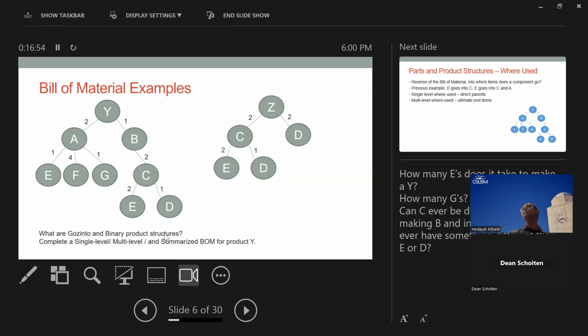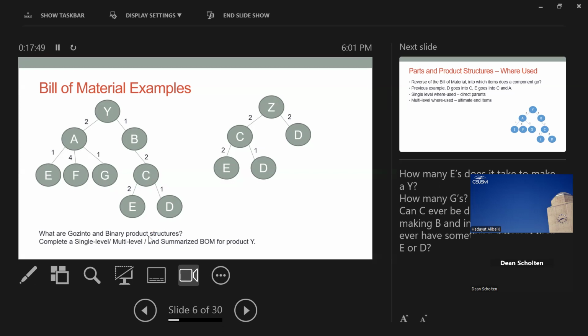So we assign an item the lowest code in the hierarchy, and we always put end items in level 0. Now, if we just reverse the product structure, instead of having the top item on top, having the base item on top, let's say for E as a raw material, where does E go? E goes to C. Two E's go into one C.